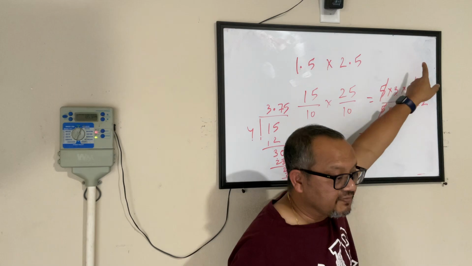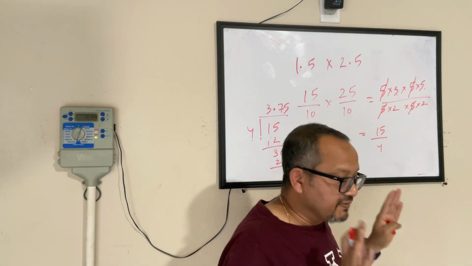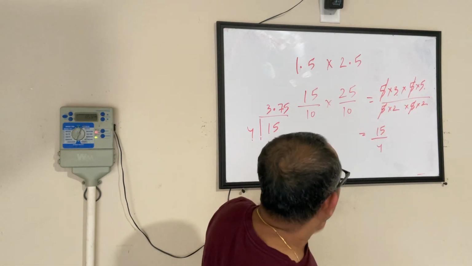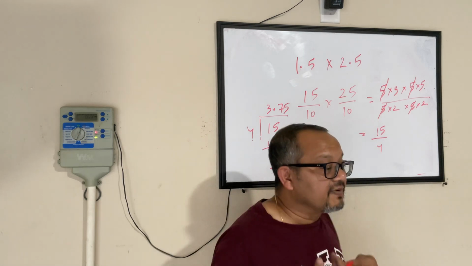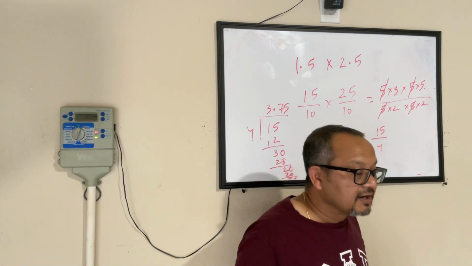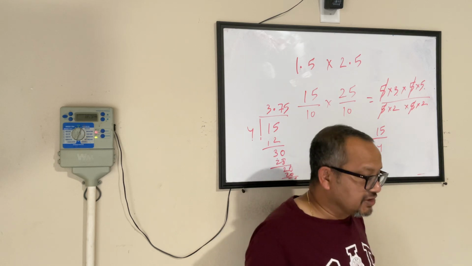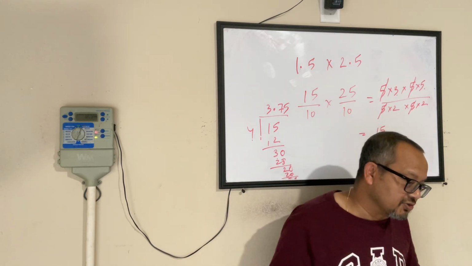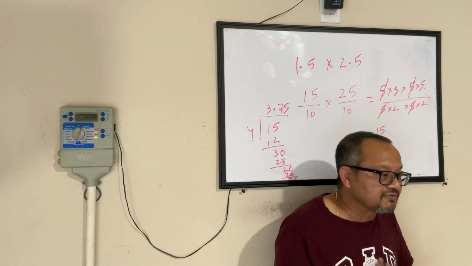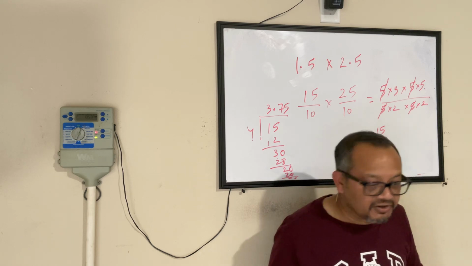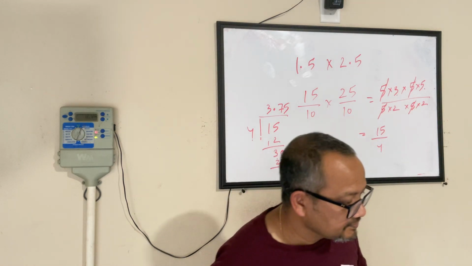What did I get before? 3.75. Both are giving me the same answer. Now it is up to us which method we find faster and easier. We don't really have to stick to what I'm saying. Depending on whichever gives you a faster way to solve it.